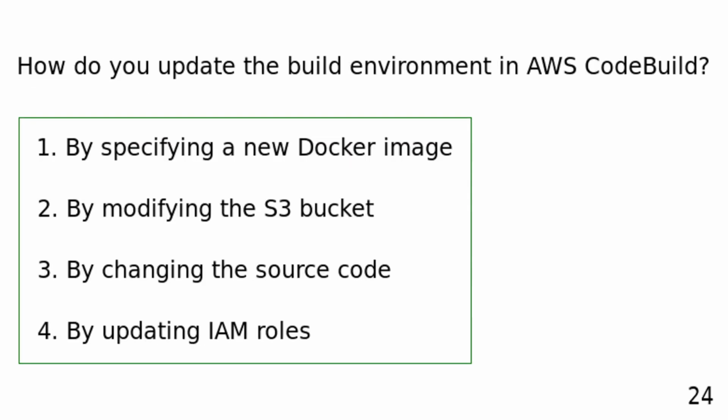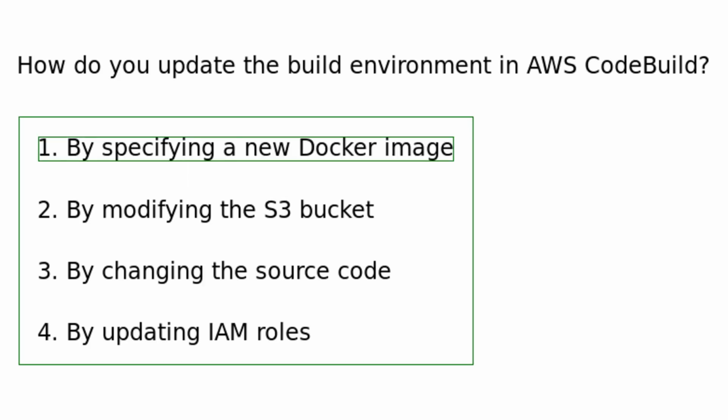How do you update the build environment in AWS CodeBuild? By specifying a new Docker image. By modifying the S3 bucket. By changing the source code. By updating IAM roles. You can update the build environment in AWS CodeBuild by specifying a new Docker image in the project configuration.